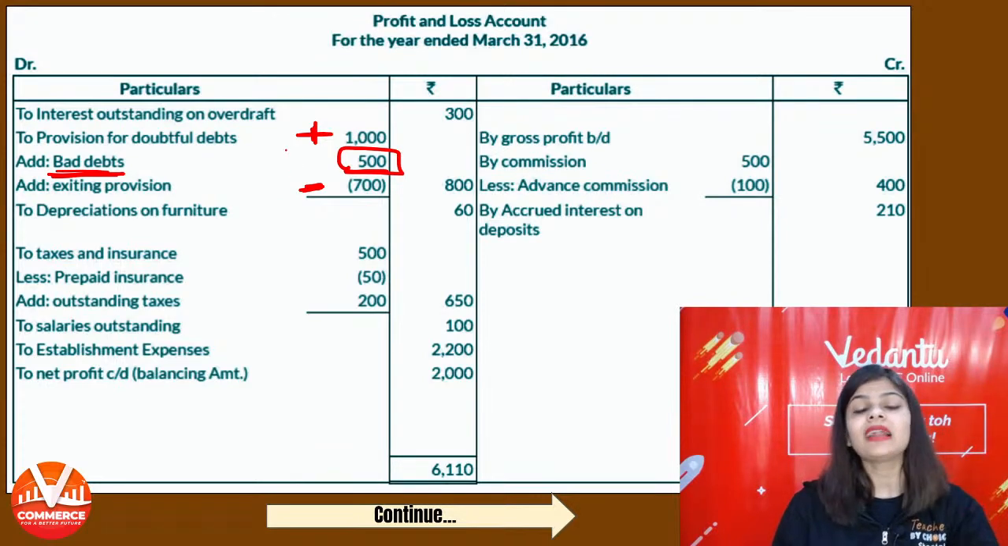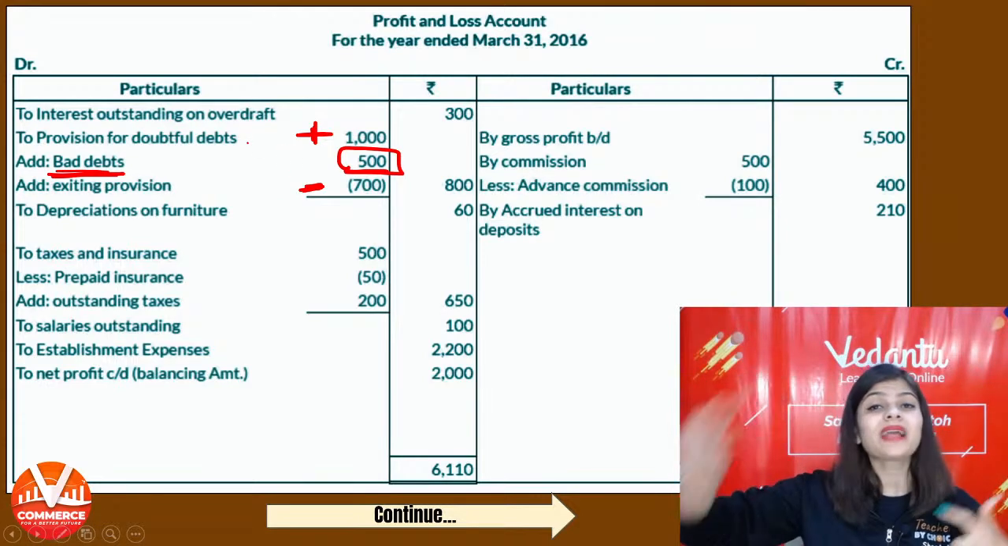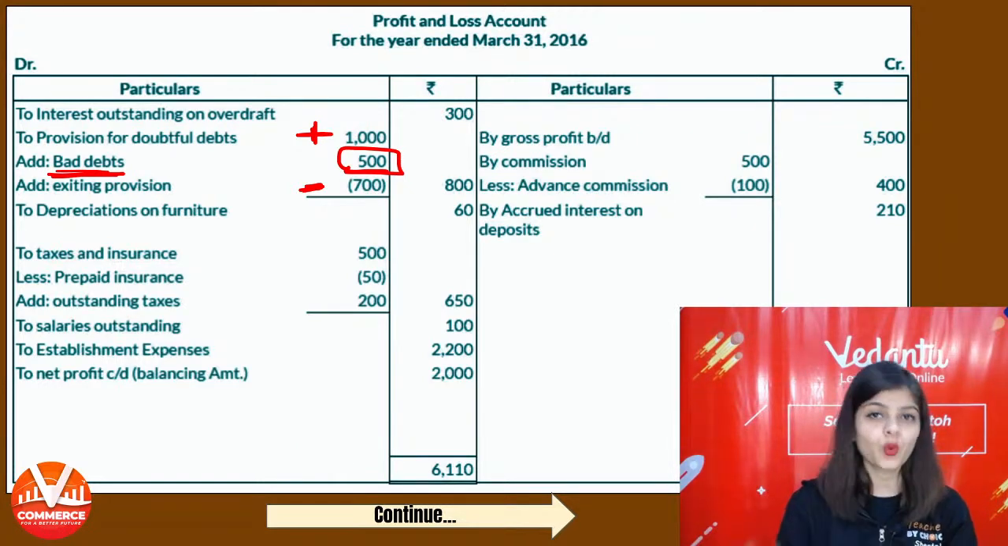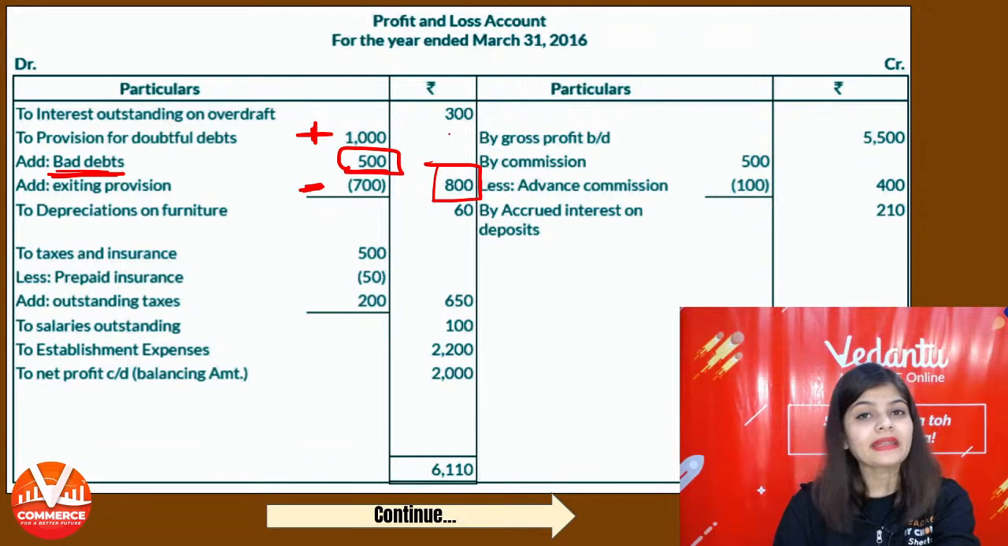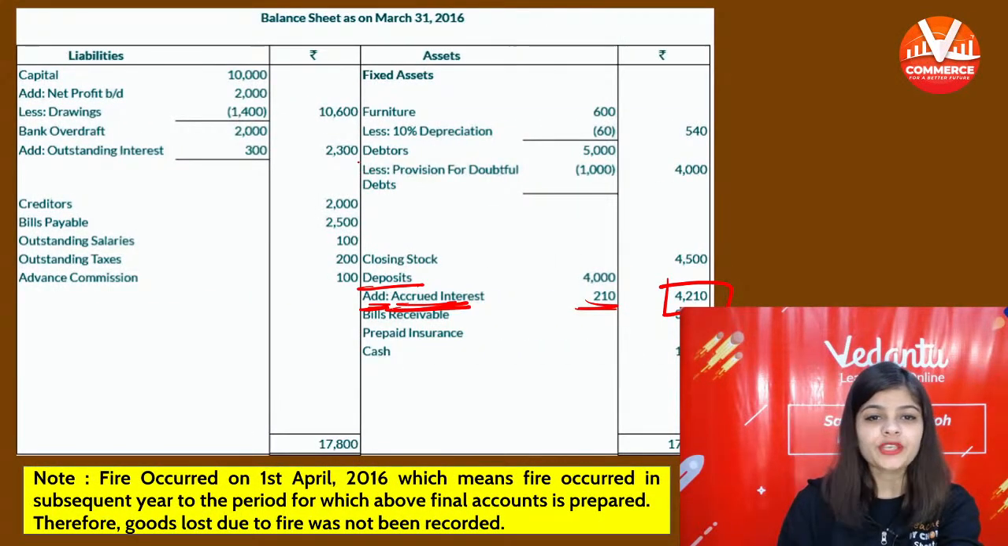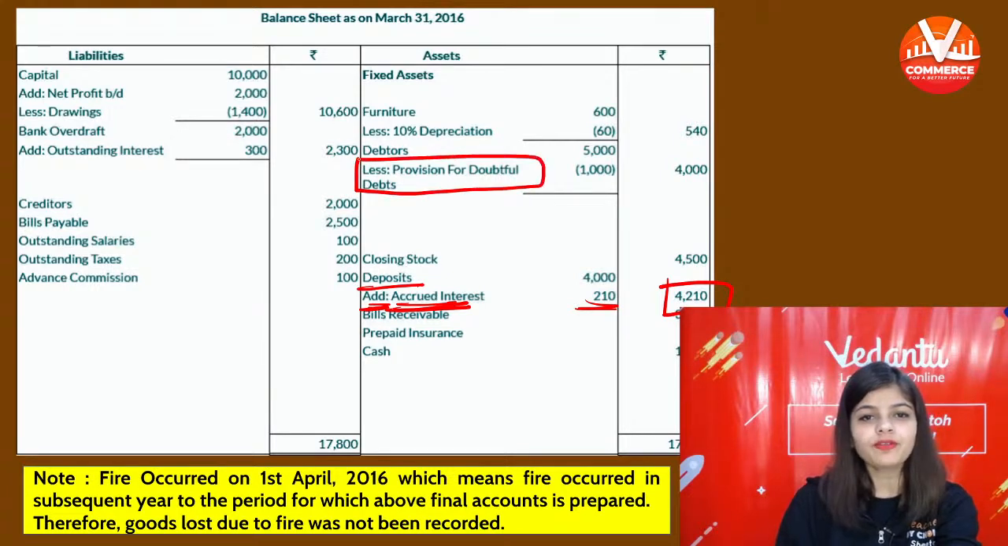Bad debts में नया वाला provision add कर दिया 500 plus 1,000 1,500 and you will subtract the old provision. 1,500 minus 700, your answer will be 800. So in the P&L, add new provision and subtract old provision. But in the balance sheet, you will only subtract the new provision. Less provision for doubtful debt 1,000 rupees. Balance sheet में से सिर्फ नया वाला provision minus करना है from the debtors.